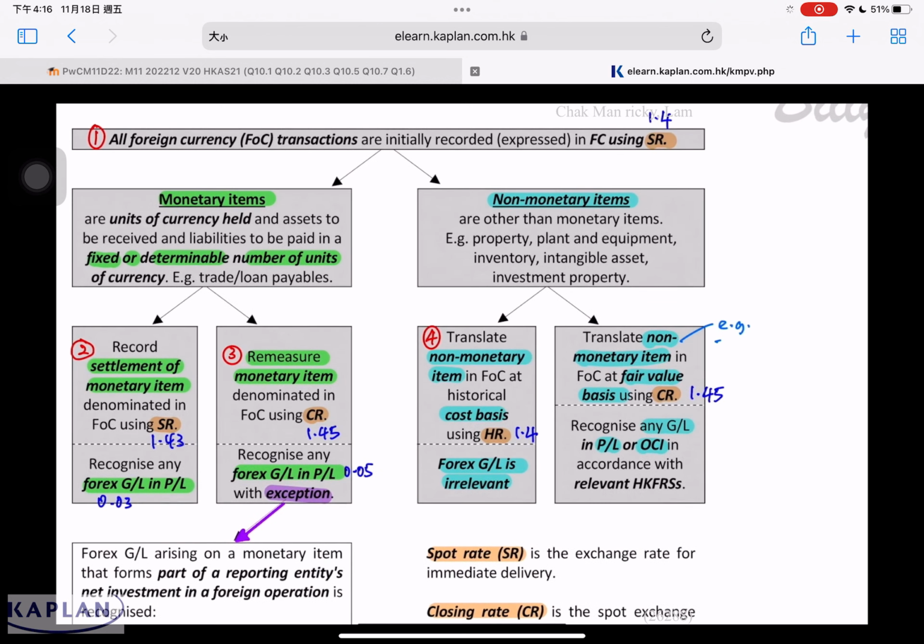For example, if this item is a PPE under the revaluation model, the surplus will be recognized in OCI. If there's a deficit, the deficit will be recognized in P&L. Any differences will be accounted for in accordance with HKAS 16. So if it's a non-monetary item using fair value basis, we must determine the fair value at closing rate. There may be differences, but these differences are part of the adjustment to the non-monetary item. The adjustment is recognized in OCI or P&L, depending on the relevant standards.